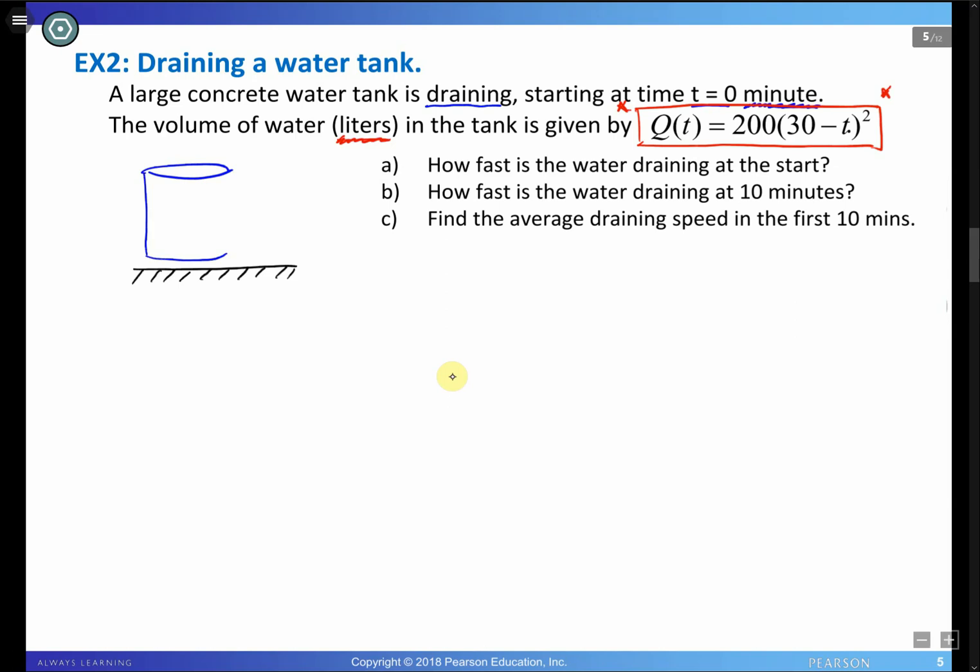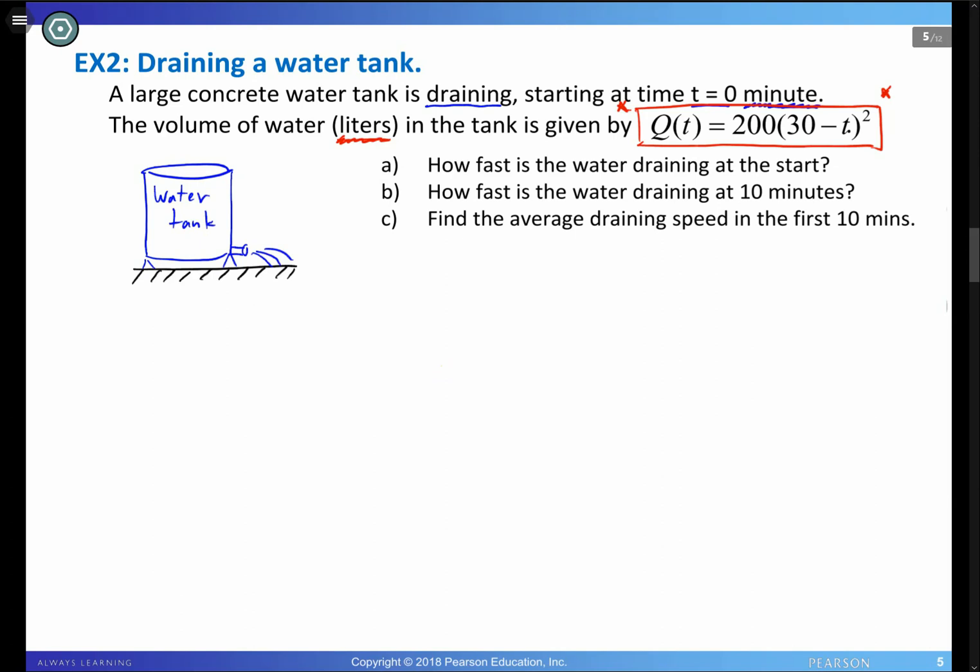Something like this stands. And just in case you don't know what this is, I'm going to say this is a water tank, so you can't deny it. And now we have the pipe at the bottom, and it's draining water out. So we have this scenario set up, and now we try to answer a few questions here.